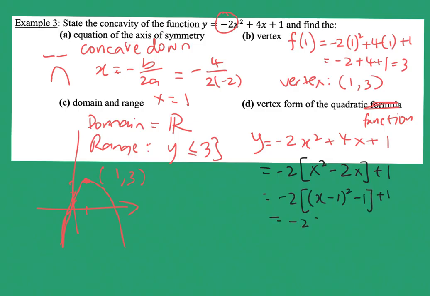So negative 2 times (x minus 1) squared plus 2 plus 1. So I'll end up with negative 2 times (x minus 1) squared plus 3. This is our vertex form.